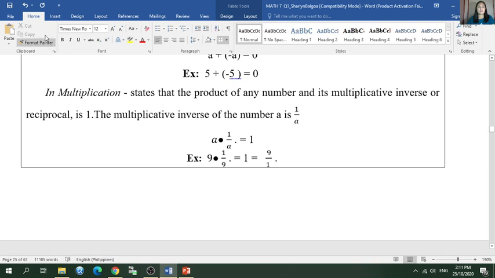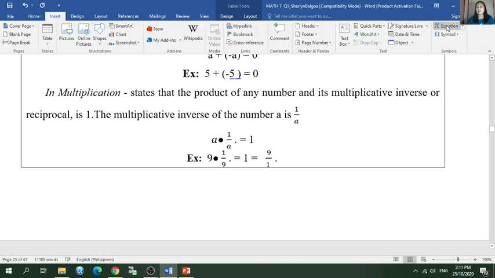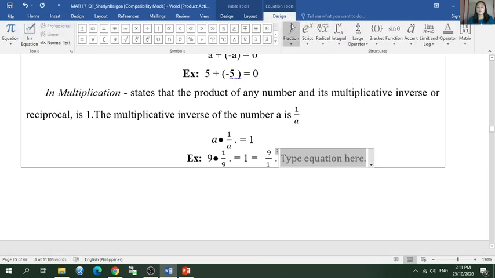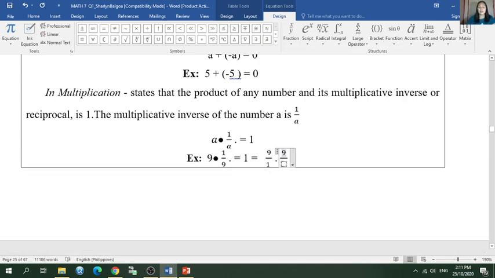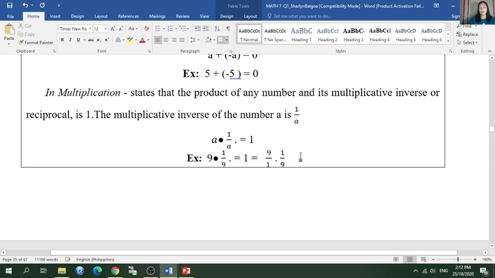Okay, insert equation. The reciprocal of 9 over 1 is its inverse, di ba? 9 over 1. Okay, so the shortcut way to find the reciprocal of a fraction is just to interchange the positions of the numerator and denominator. You just interchange.